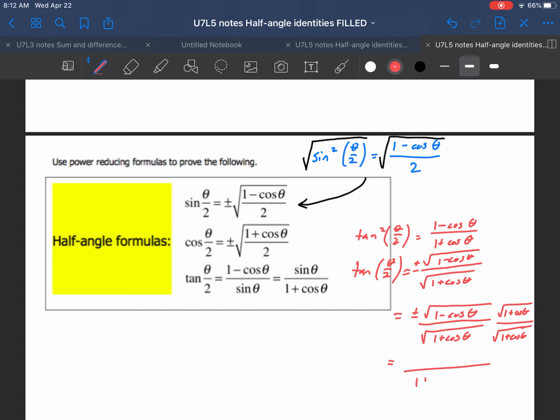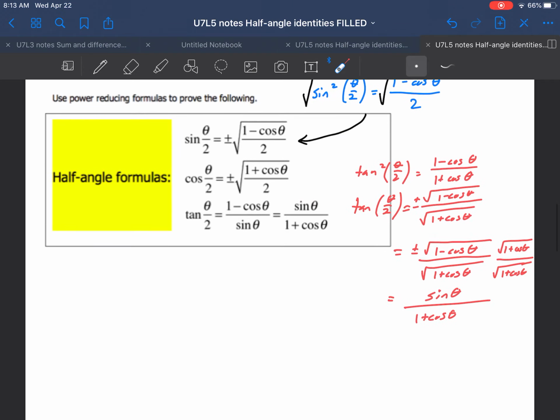If I do that, the bottom is just 1 plus cos theta. And if we multiply these together, you get 1. The middle ones cancel out, minus cosine squared, which is sine squared. But when you square root sine squared, you get sine. So that's sine theta. Okay, which is what we have right here.